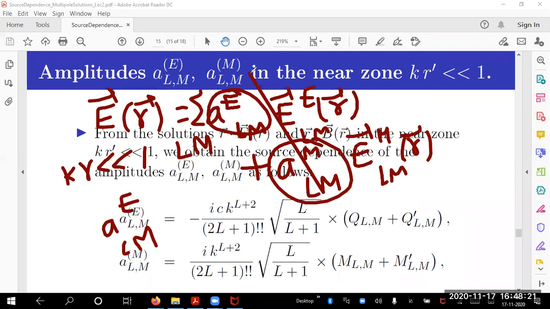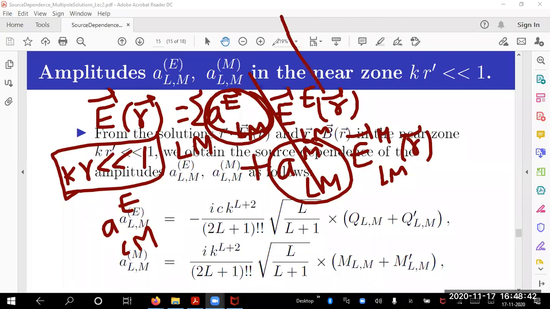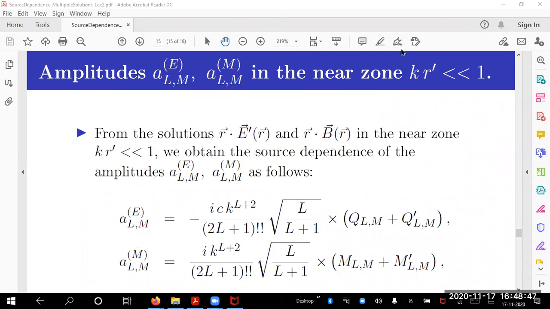But I am determining what the dependence is by appealing to Kr much less than 1. What I am trying to tell you is that it's a complicated thing, but you should only understand the method of doing it. The method indicates that I can determine the source dependence of the amplitudes. So I want to do that. Let me just move it once. My idea is to say I am able to determine what the source dependence of this is. That is given by this complicated expression.